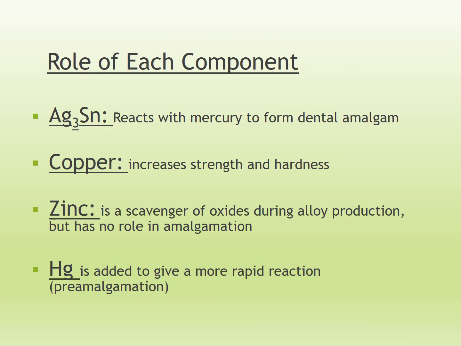The role of each component is as follows. Silver tin will react with mercury to form the dental amalgam. In order to increase the strength and hardness, copper is added. Zinc may be present as a result of the initial production of the alloy, but it has no role in the amalgamation. Mercury is added to give a more rapid reaction, which is referred to as pre-amalgamation.